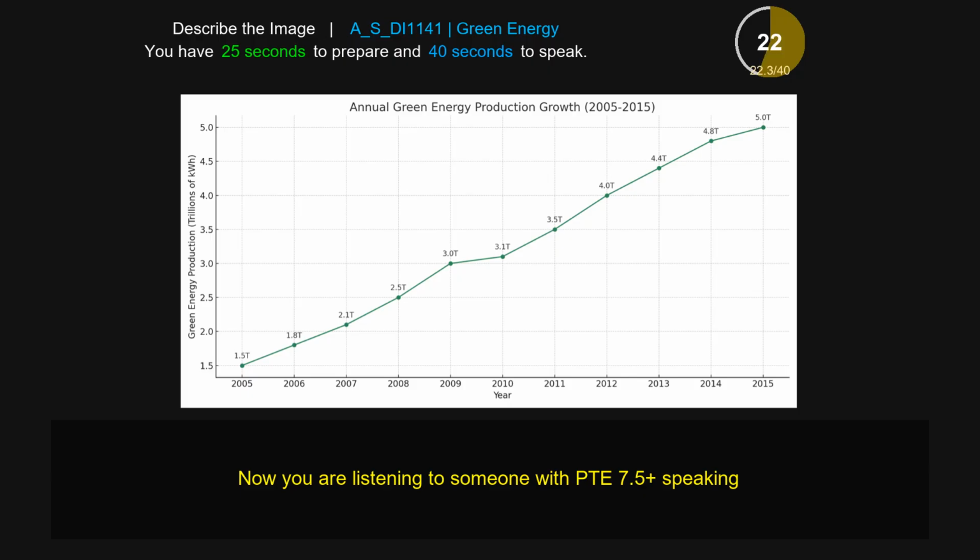So the graph seems to be trending, increasing, and there is a green line representing the graph. Overall, the image gives information on the annual green energy production rate.